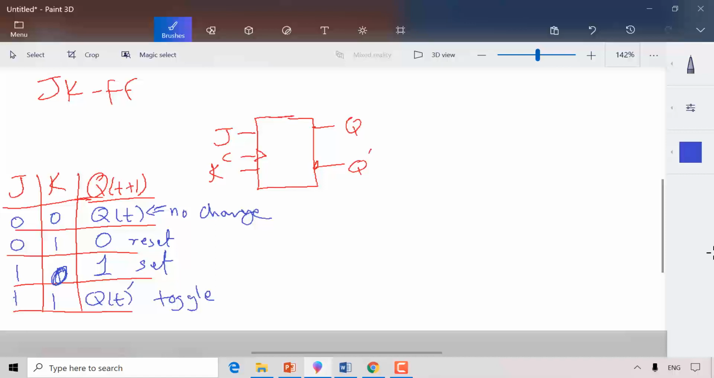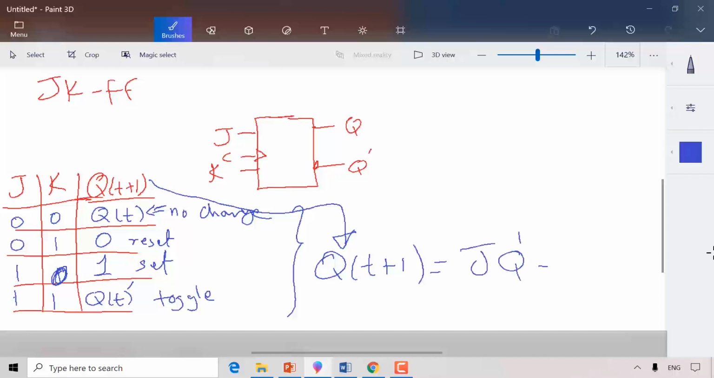Here we can say that Q(t+1) equals J Q prime or K prime Q.